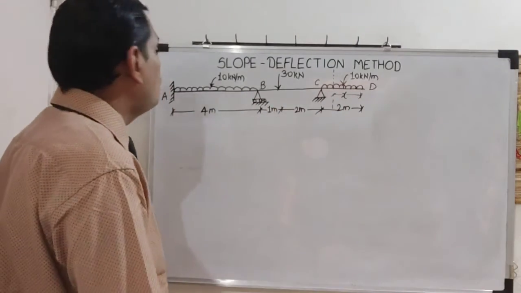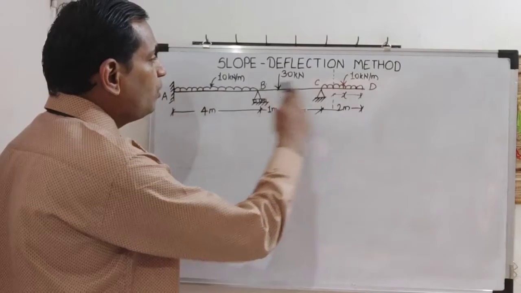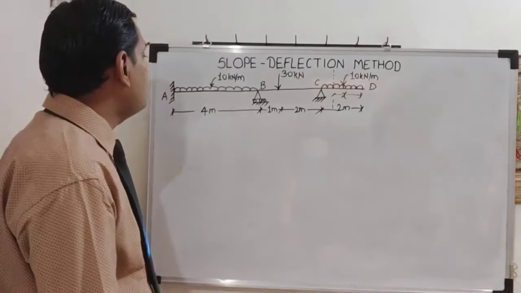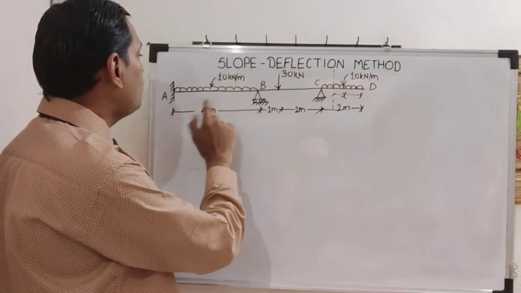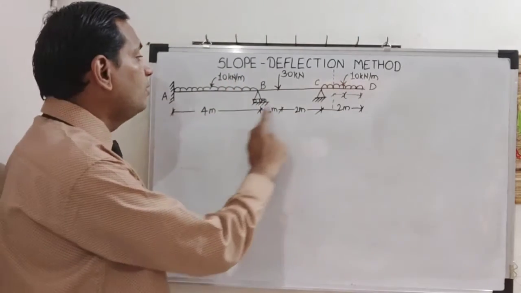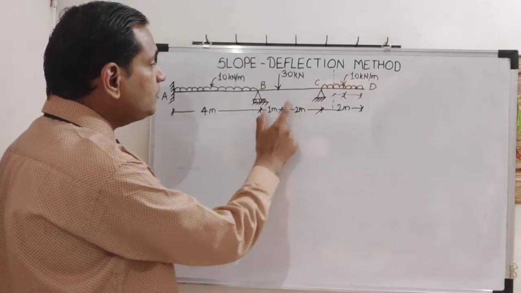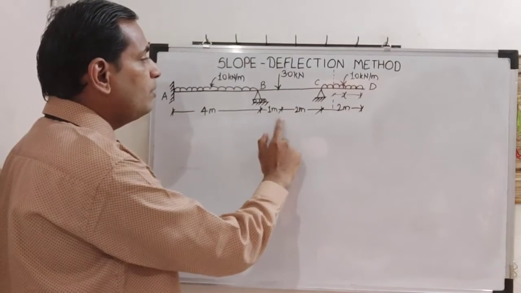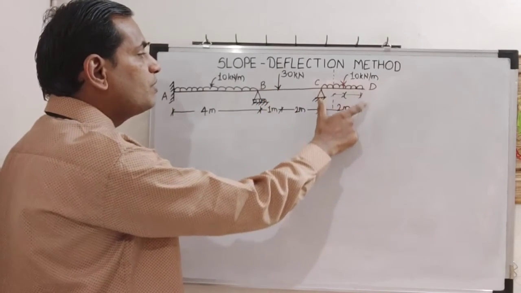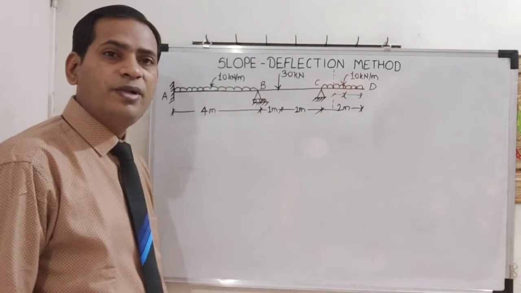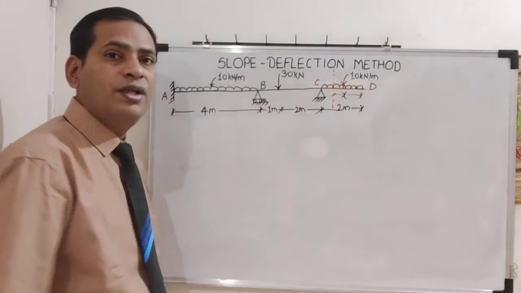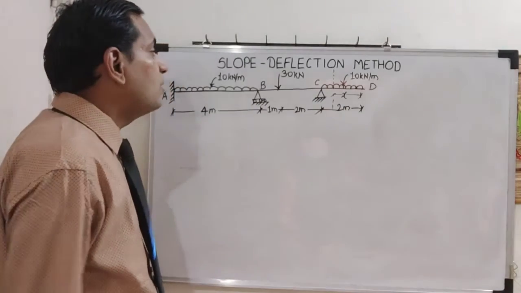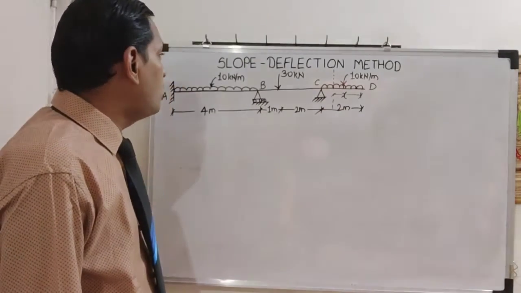There are different loadings on the different spans. First of all, AB span has 10 kilonewton per meter UDL over a 4-meter span. BC span has an eccentric point load of 30 kilonewton, and on the balcony the beam is subjected to 10 kilonewton per meter. This is usually the load of the flooring. So let us start with the analysis of this continuous beam.